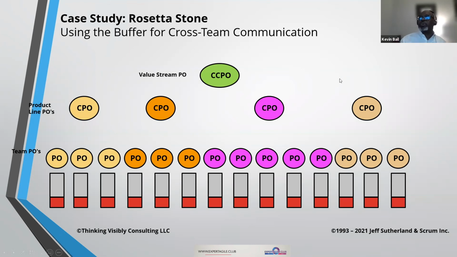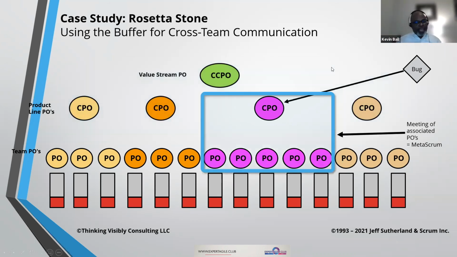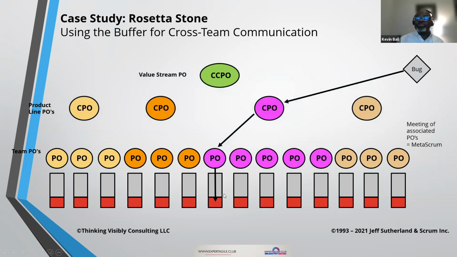So here we go. A bug comes in, all right? The chief product owners get together, go, wait a minute, whose is that? They go, that's me, Spanish language. I actually speak Spanish a little bit too. Yep, that's our bug. So I'm going to talk to my product owners now, right? Like, hey guys, there's a bug that came in. Whose is it? This product owner is going to go, hey, that's mine, but my buffer is really full. I just don't have the capacity to do it.